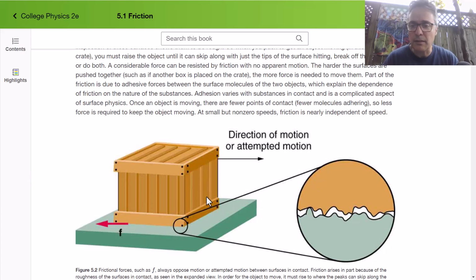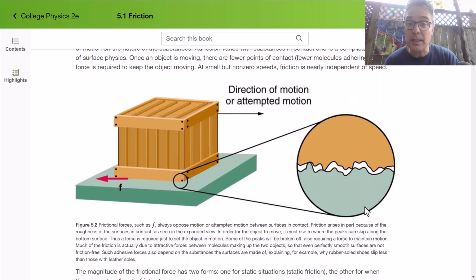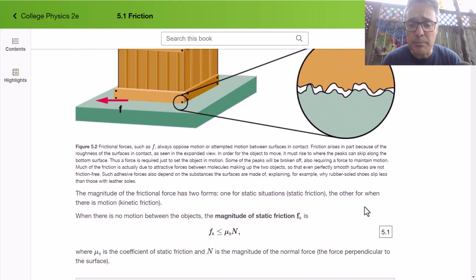So like if a crate is sliding along, the reason for the kinetic friction is that the bottom of the crate isn't actually a smooth surface, and the floor is a rough surface too. Even the smoothest crate and the smoothest floor, if you were to look under a microscope, you would see hills and valleys, or stalactites and stalagmites, and they would bump into each other as it moves.